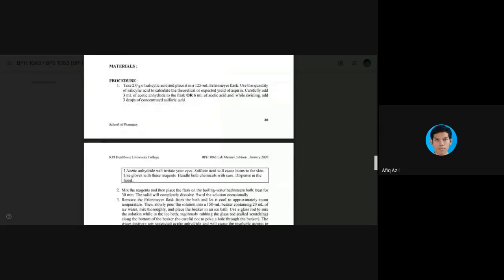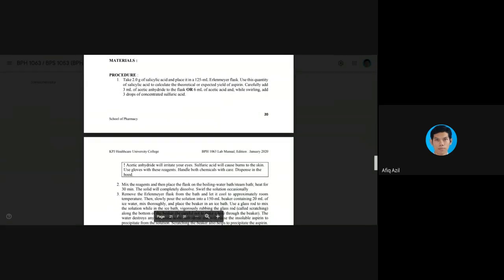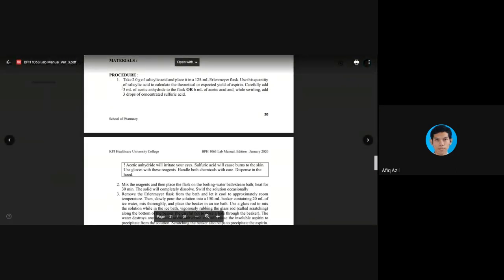Okay, now on to the procedure. This is your first synthesis experiment in which you are going to prepare an organic compound. The first step is to prepare the reactant. Take 2 grams of salicylic acid. For the weighing process, you can use a normal weighing balance, or you can also use an analytical balance.